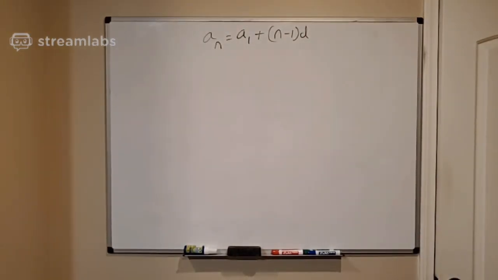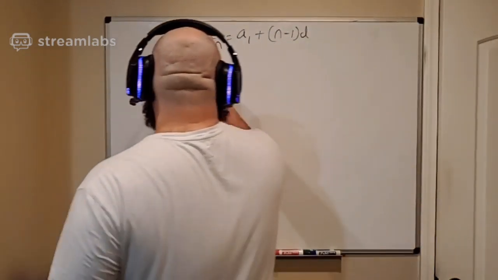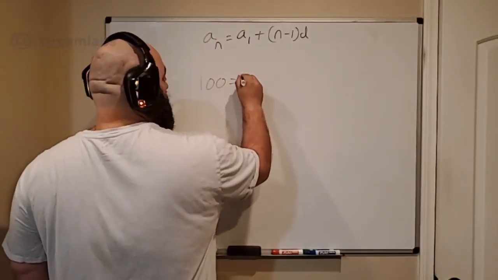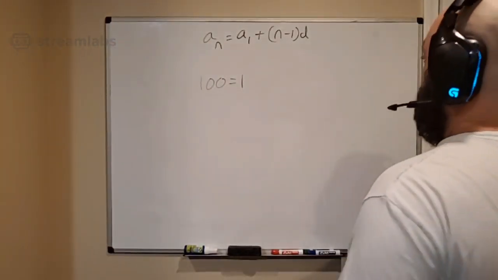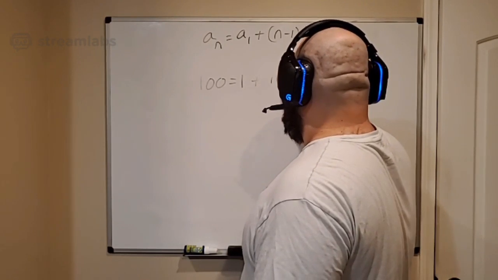So we can use that formula and say, oh, we know 100 is equal to the first term, which was 1, wasn't it? Yeah, 1.0 or just 1, plus n minus 1 times 0.1.